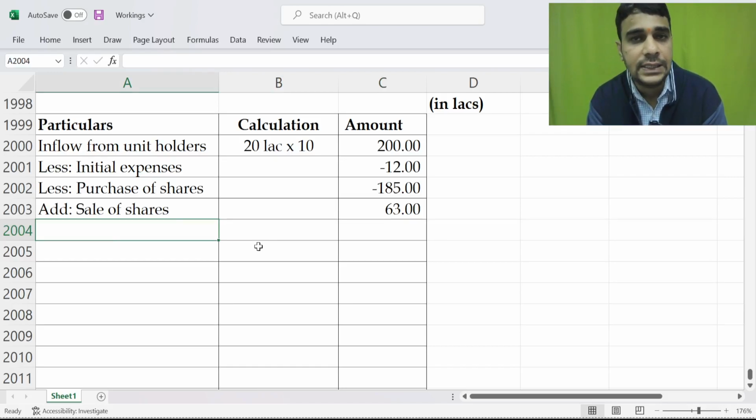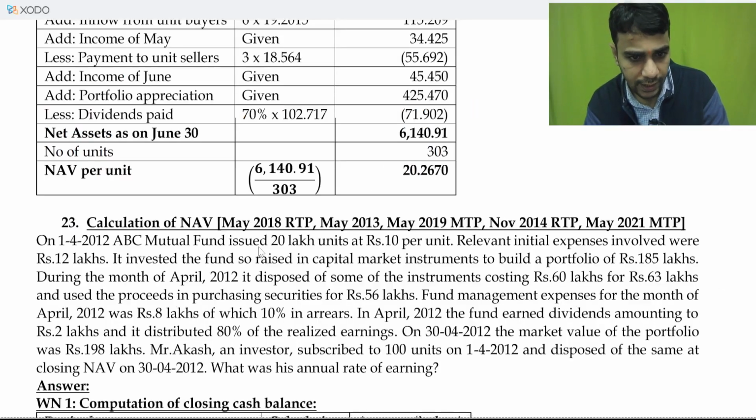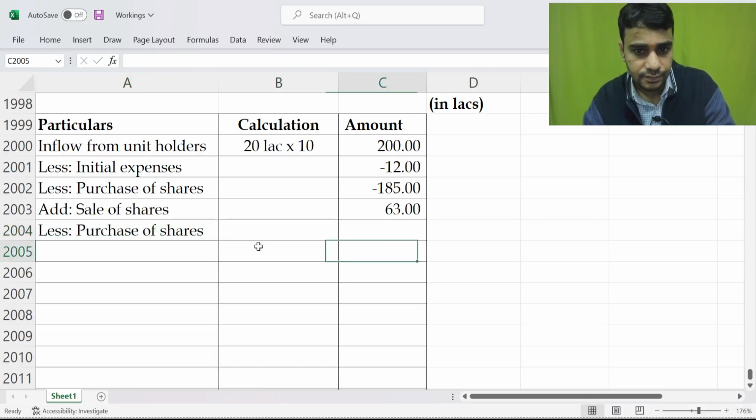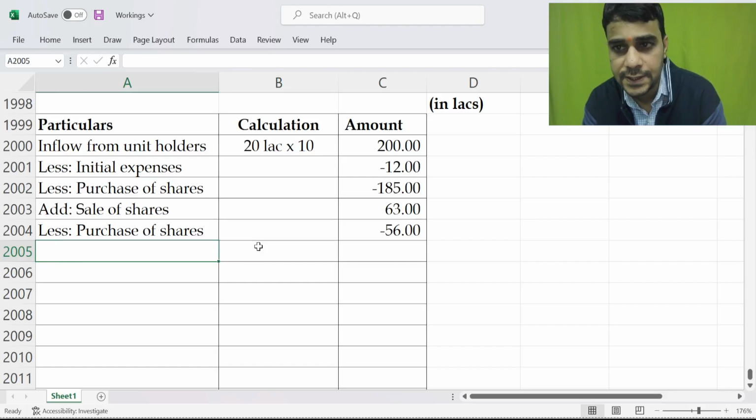There is a use for that 3 lakh. You will learn that in some time. The 3 lakh will be used for some purpose. Sale of shares 63. What did he do next? Less purchase of shares 56. Purchase of shares 56.